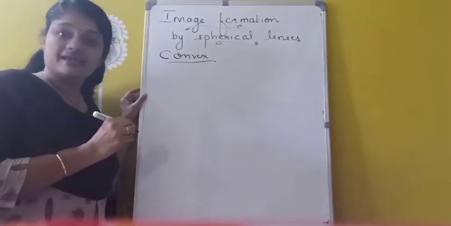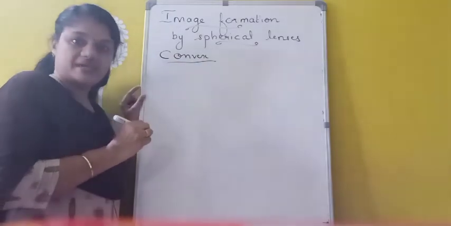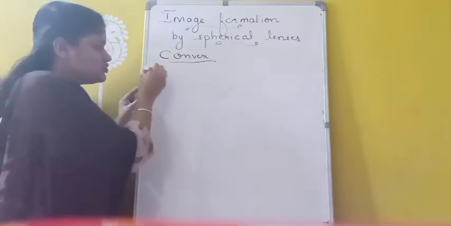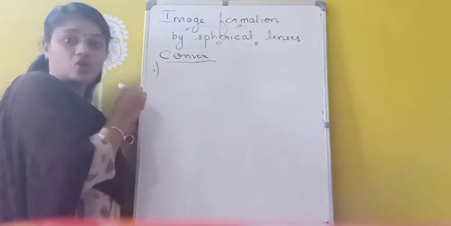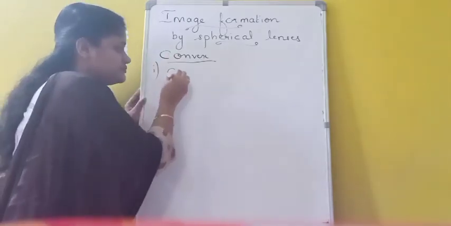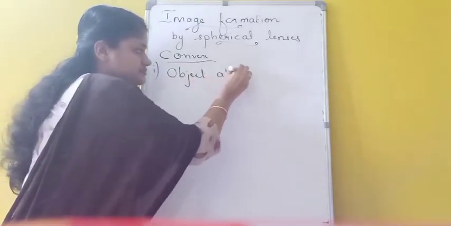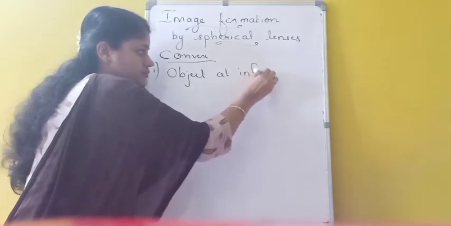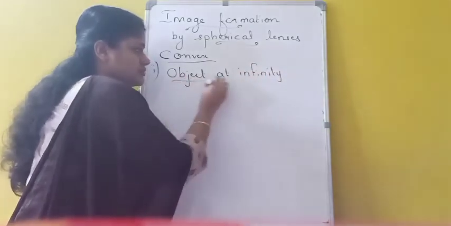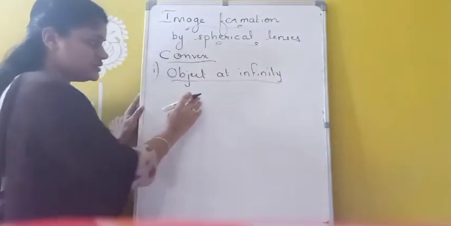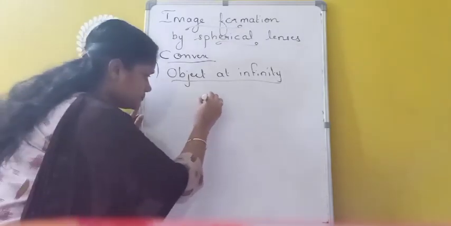So there are mainly 6 ray diagrams for image formation in convex lens. So first one is when the object is at infinity. Object at infinity. So first of all, draw a convex lens.